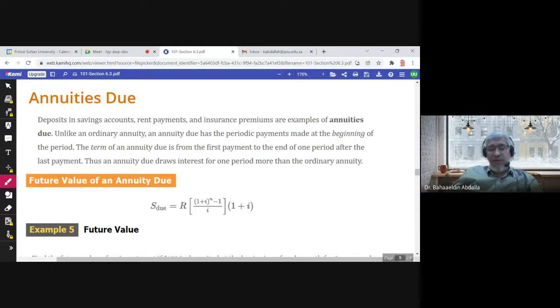This is the second point in section 6.3, and it's about annuities due. Examples of annuities due are rent payments. You pay the rent at the beginning of the month, not at the end. Ordinary annuities we pay at the end of the month, but it is not always the case. Insurance premiums are also examples of annuities due.